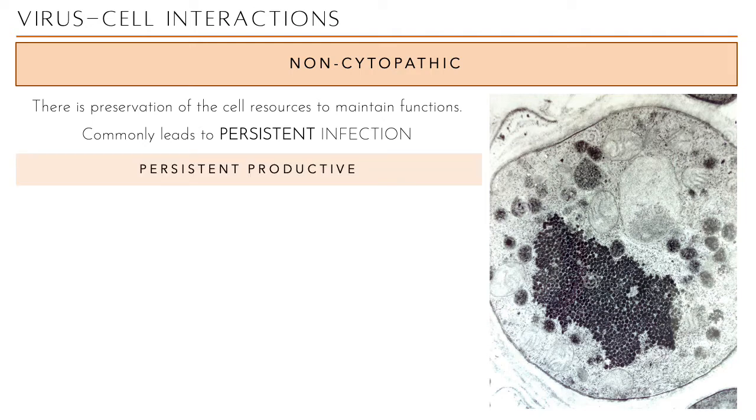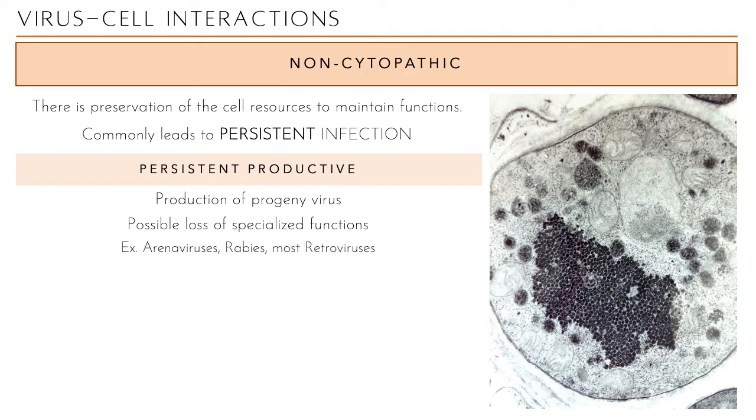So what we call persistent productive: there is production of progeny virus there. And there could be a possible loss of specialized functions if the virus infects specialized cells. Examples of these are arenaviruses, rabies, and most retroviruses. What do I mean? Okay.